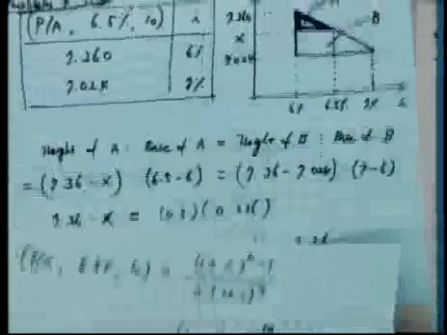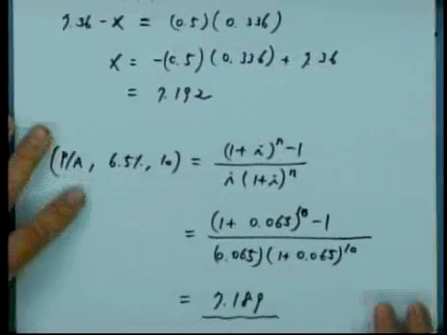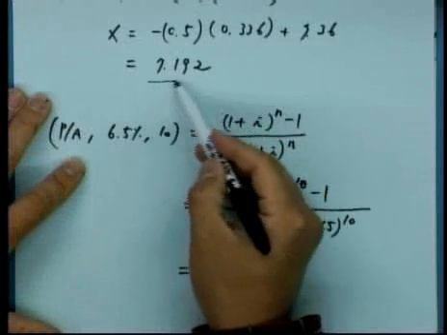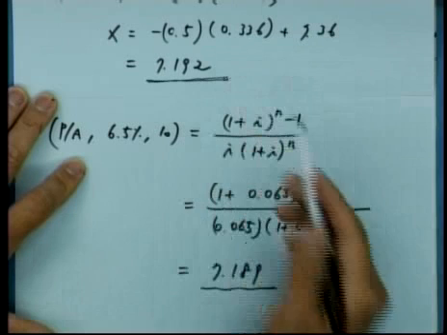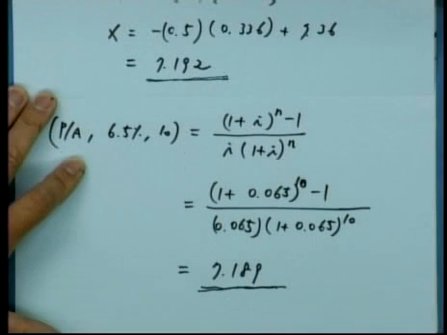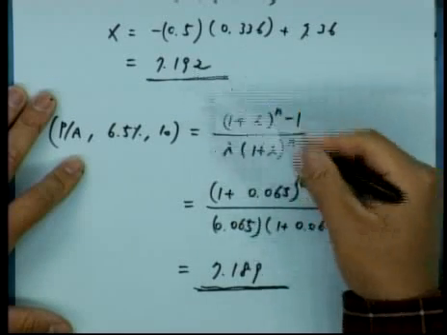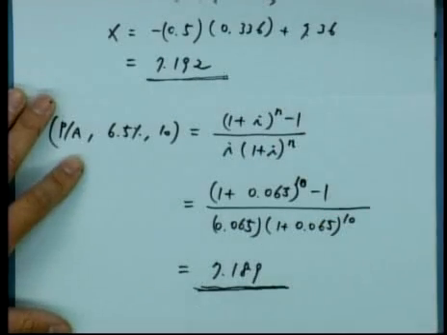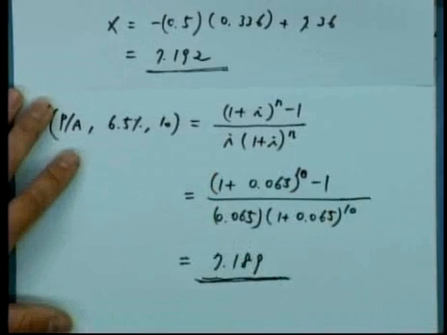So if you compare these two values, 7.192 from the linear interpolation, 7.189, which is from the equation formula. And you notice that there is a small difference between these two values. Why do you think these two values are different?